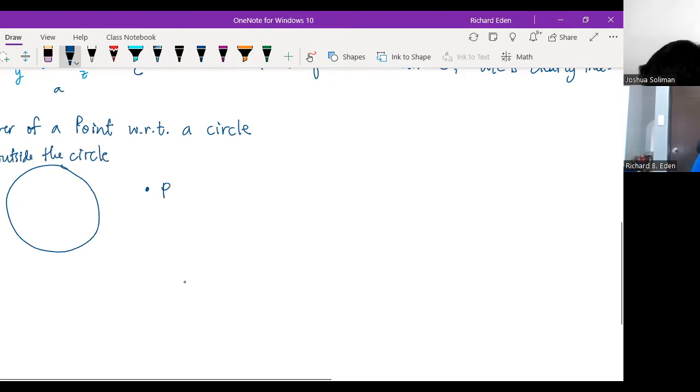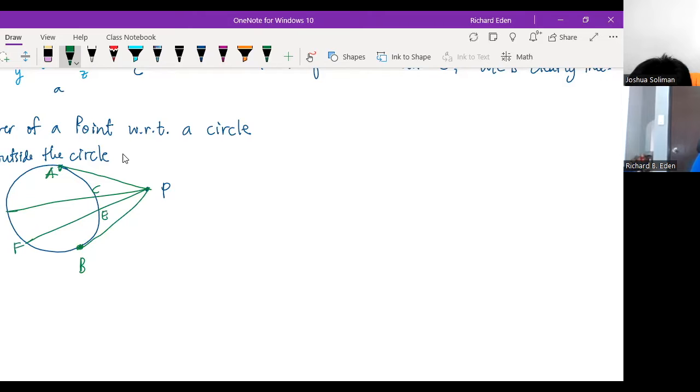From point P, we can draw two tangent segments to the circle, and suppose the points of tangency are A and B. From point P, we could also draw these secant segments C, D, E, F. So recall that PC times PD equals PE times PF, but that particular common value is also going to be shared with PA squared and also with PB squared.